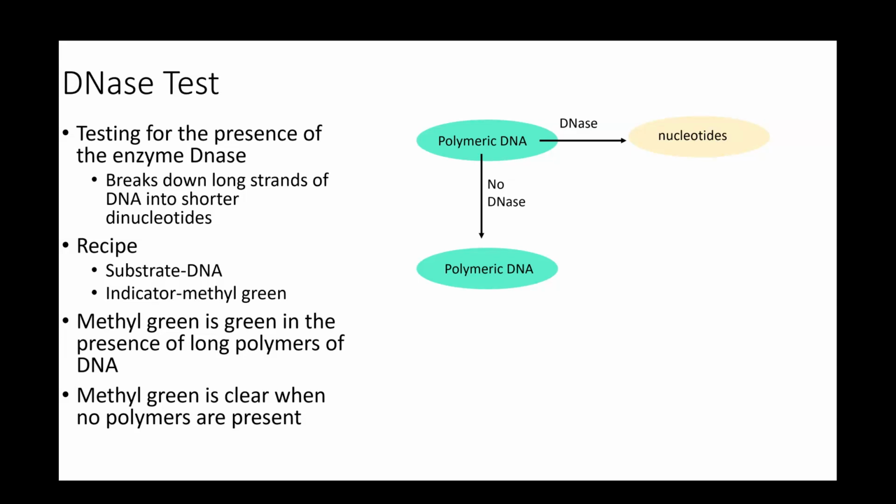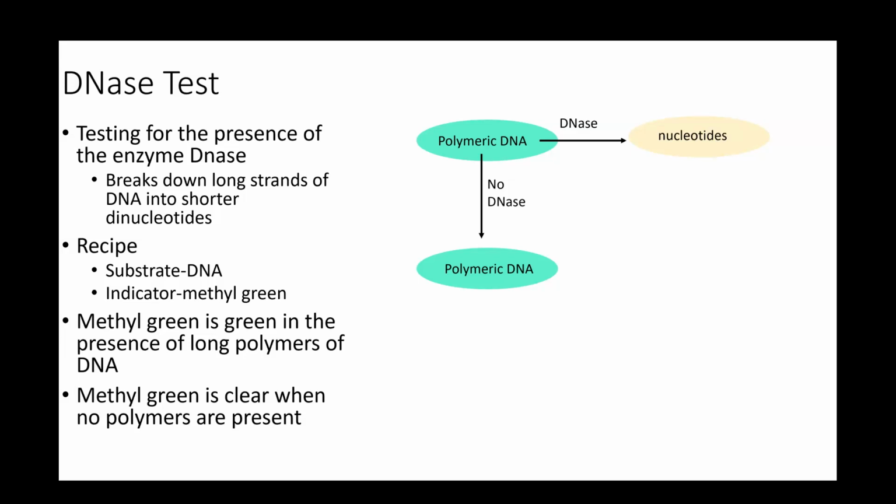They break large strings of polymeric DNA, so polymers of DNA, into short little nucleotides that they can then import into the bacteria. So the recipe again for this is we of course have to have our substrate, which is DNA, and then we need an indicator, and in this case the indicator is included in the recipe. We don't add it afterwards. And that indicator is a very pretty dye called methyl green. It has this beautiful aqua color to it.